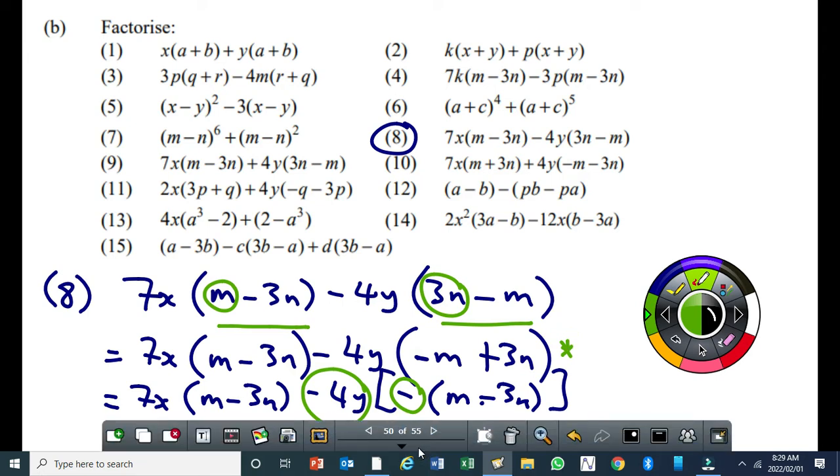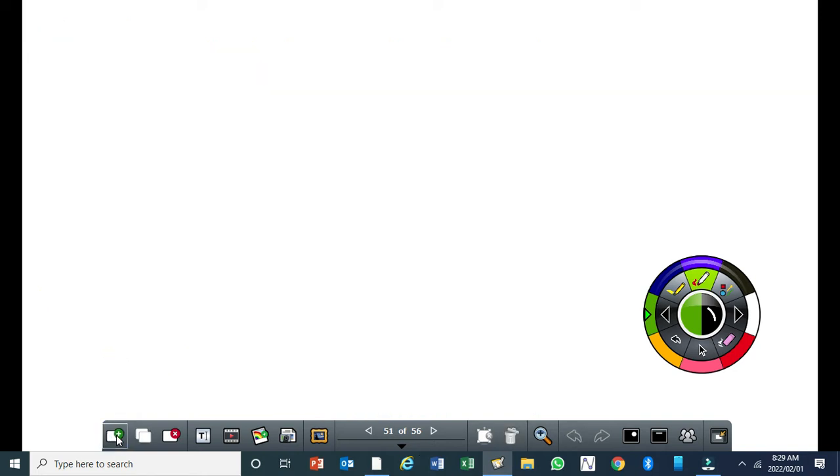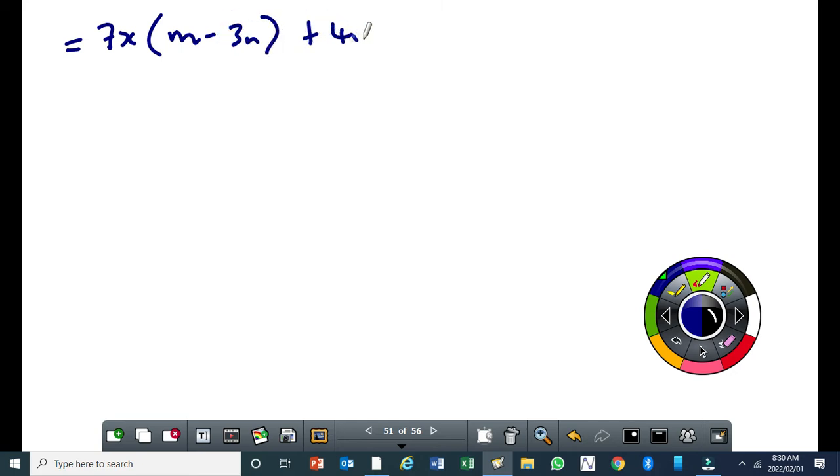So let me carry on. From here now, I'm sure you can see that I'm going to multiply the minus 4y and then the negative 1 inside the square bracket. So if I do that multiplication, I'll end up getting 7x times (m minus 3n) plus 4y times (m minus 3n).